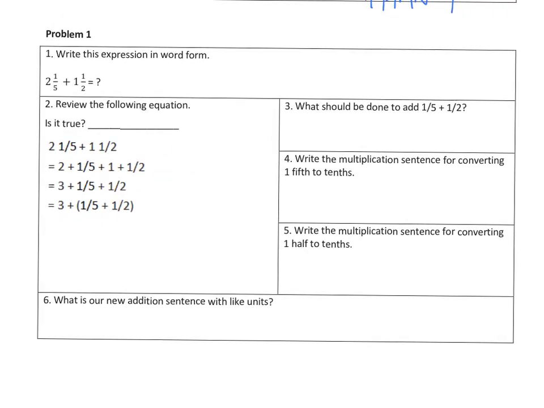Scrolling down here. So we're going to start off with 2 1/5 plus 1 1/2. Now I want you to look down here. So check out this problem and the steps that we maybe could use to solve it. So take a look at this equation and take a look at all these steps. Are those true? Or another way to think of it is, is 2 1/5 plus 1 1/2 the same as 2 plus 1/5 plus 1 plus 1/2? Does that work in math?